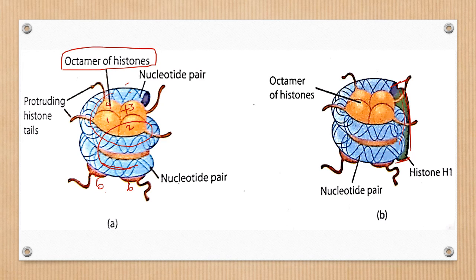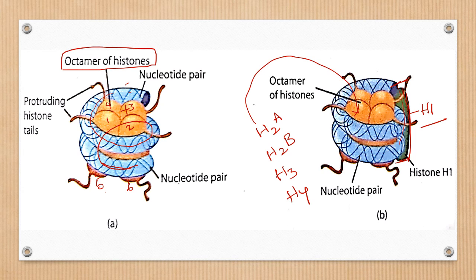H2A, H2B, H3 and H4 are present in the octamer. H1 is present in the linker DNA. The linker is nothing but what links the two ends of the DNA wrapped around the histone octamer.